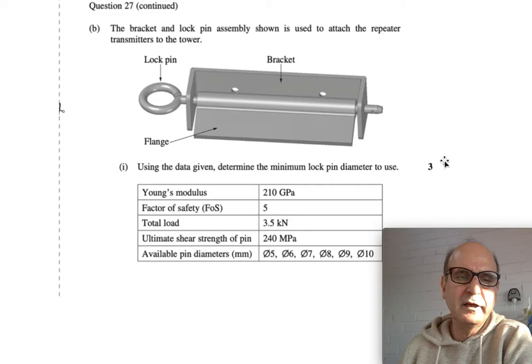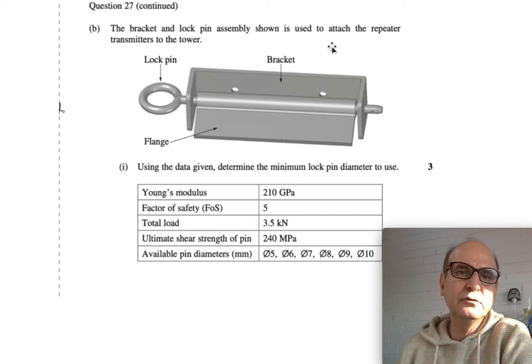The question is like this. The bracket and lock pin assembly shown is used to attach the repeater transmitter to the tower. So that's the mechanism that we are going to use to attach the transmitter to the tower. This side will be attached to the transmitter, or the other side.